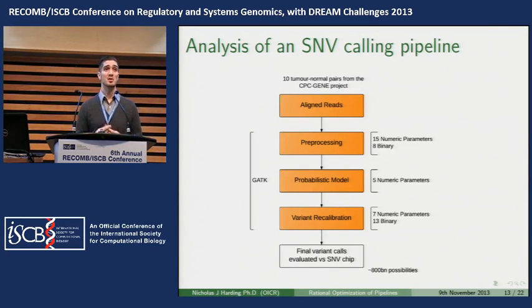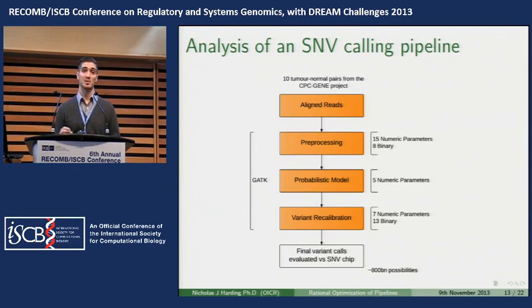Okay, the second step is a probabilistic model used for the SNV calling. This has 5 numeric parameters. The third and final step is a variant recalibration. And this has 7 numeric parameters and 13 binary parameters. Typically, these numeric parameters are things like thresholds, priors on Bayesian distributions. Binary parameters are pieces of information that we can choose or not to give to the algorithm when it builds models.